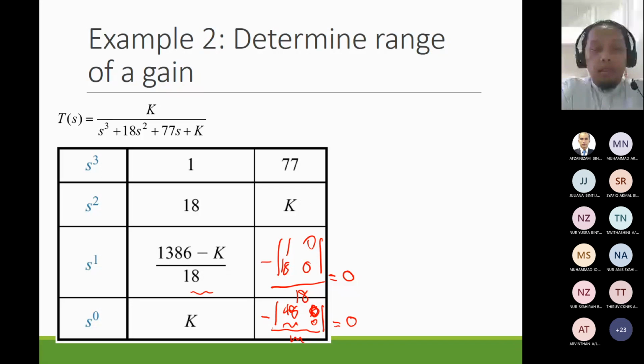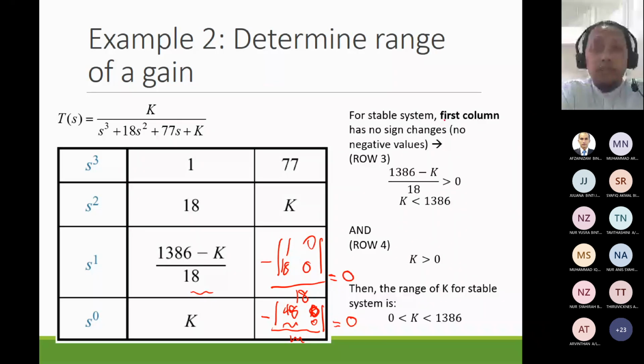Okay, so when you fill the table completely, then you can start interpreting the table. So we look at the first column. If we want the system to work in a stable range, or to be stable, then we must make sure that the values in the first column must be positive, or have no sign changes.